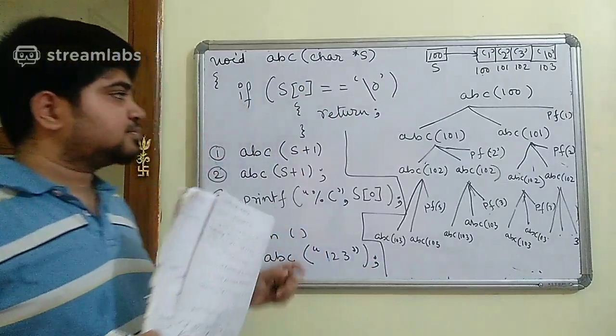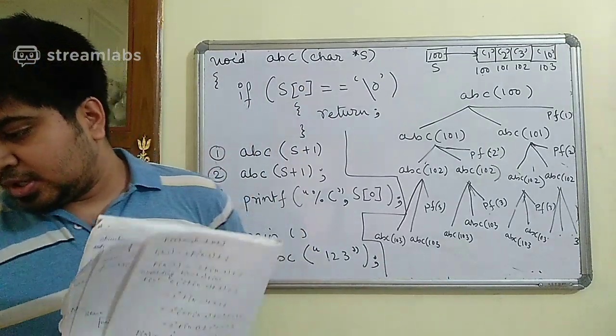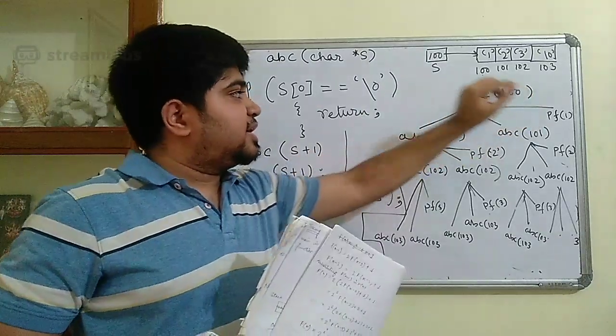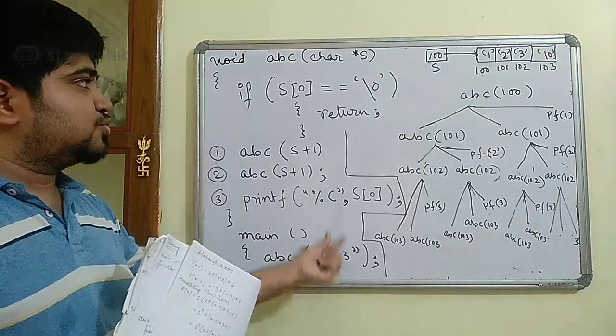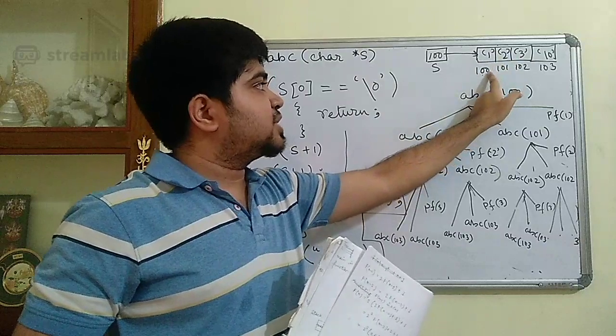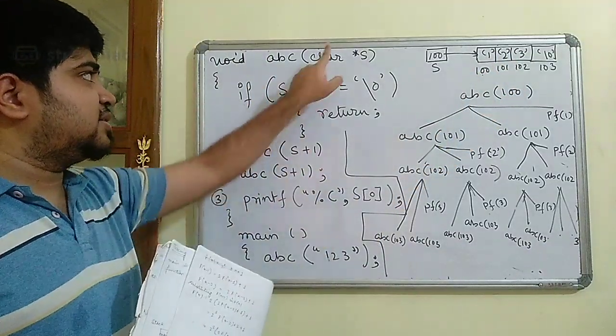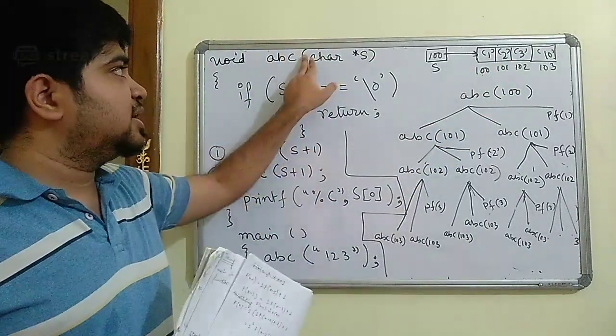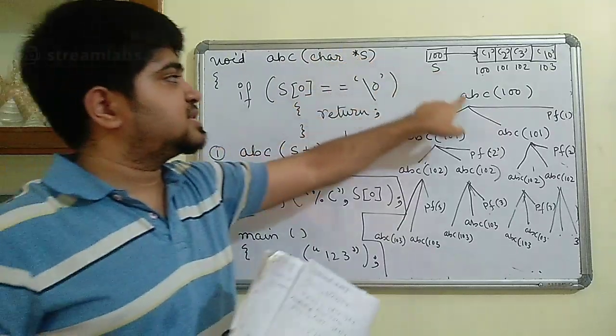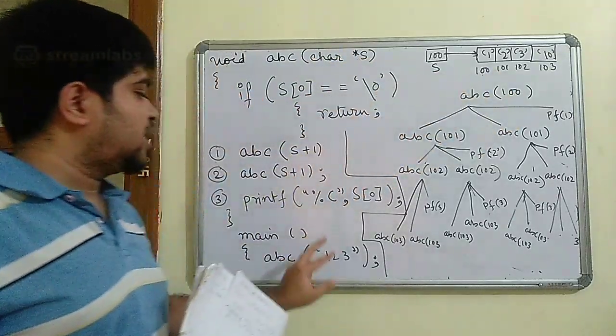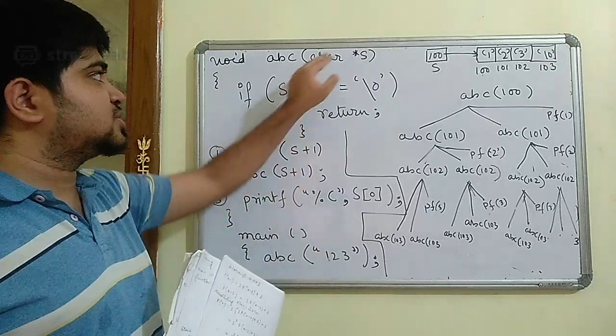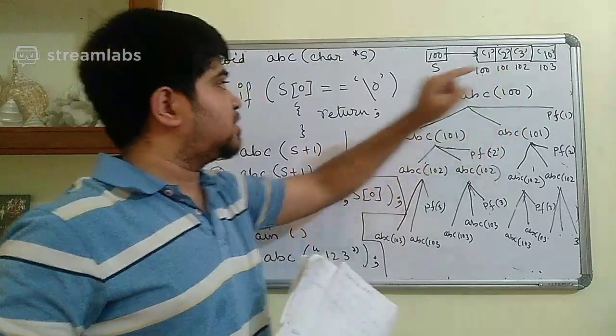Let's check once. So ABC of 100, this is 1 2 3. The first location is 100. ABC of 100 is called, and this 100 goes into S. The first address 100 goes into S. ABC of 100 is called.